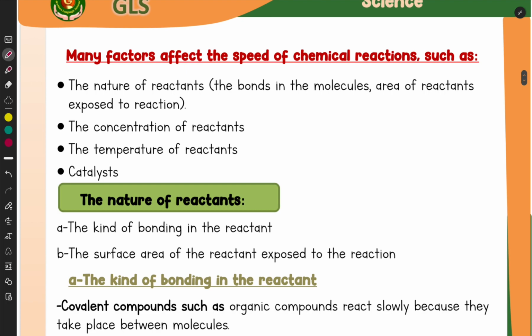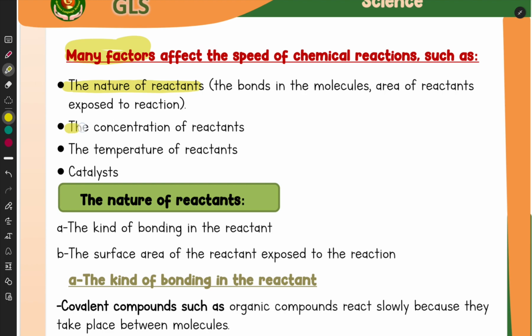Many factors affect the speed of a chemical reaction. As we said, chemical reactions change over time. Some chemical reactions have high speed, some have low speed. But why do some chemical reactions have very fast speed and some very slow? This is due to some factors, and we will discuss them now. Factor number 1, the nature of reactants.